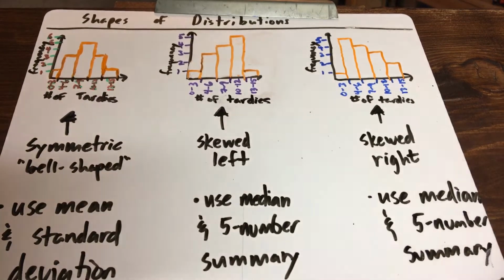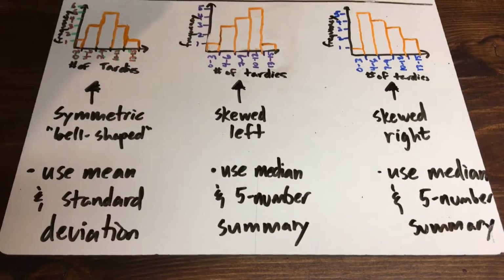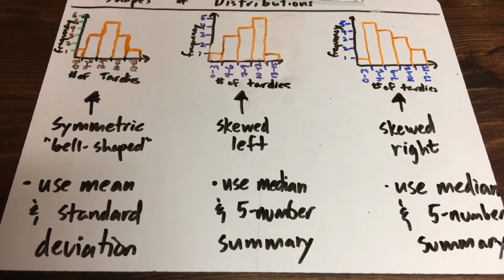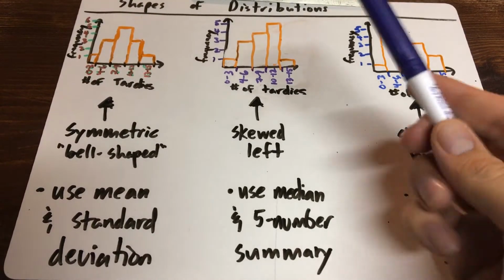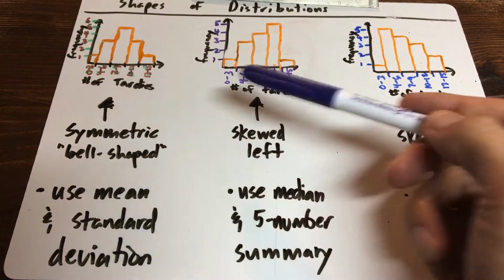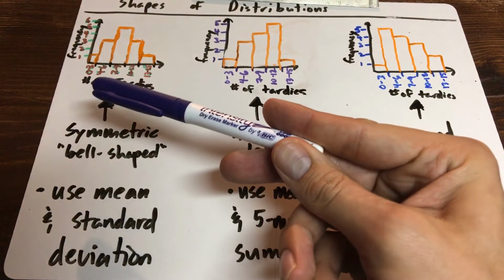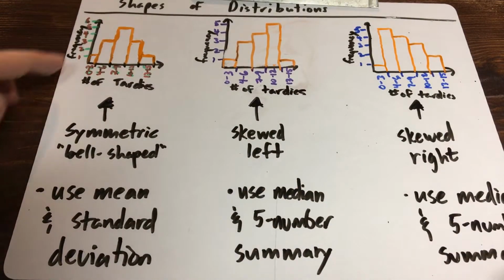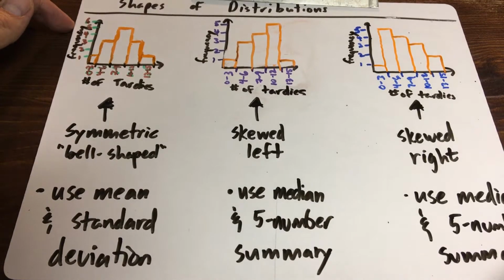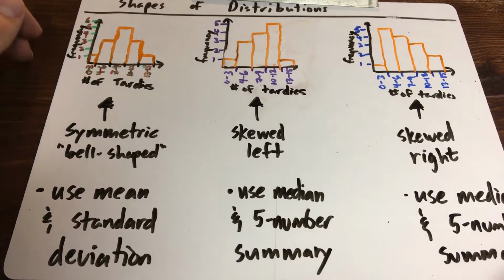Probably the most popular one is this on the left, right? You can see what I have here. I have three different histograms. Basically, I just made up some data about the number of tardies that students had, and then this has frequency. It's kind of hard to see. So I've got 1, 2, 3, 4, 5, 6.